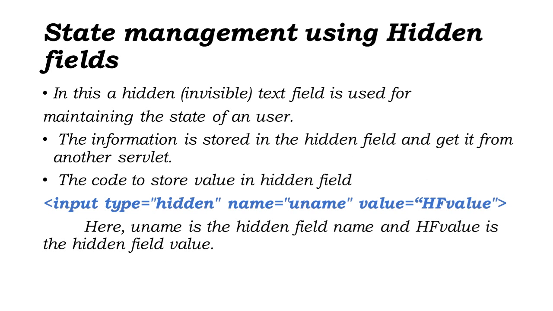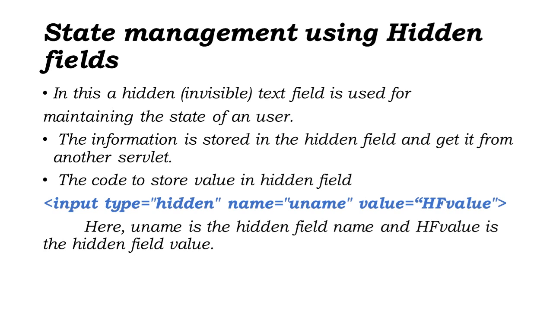In the previous class, we have seen the state management using cookies. But the disadvantage of using cookies is that the cookie will not work if the setting is disabled in the browser. In order to overcome this disadvantage, we can use the hidden form field to maintain the state of a user. In this technique, a hidden text field is used for maintaining the state of a user. The information is stored in the hidden field and the same information is accessed in another servlet.